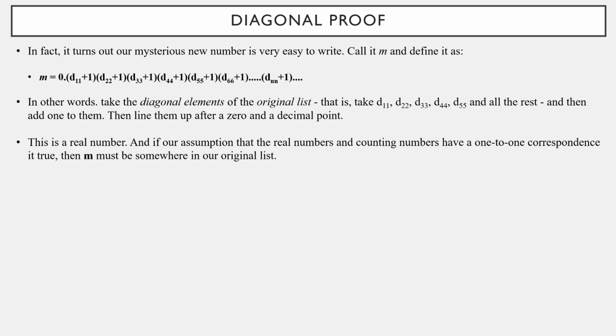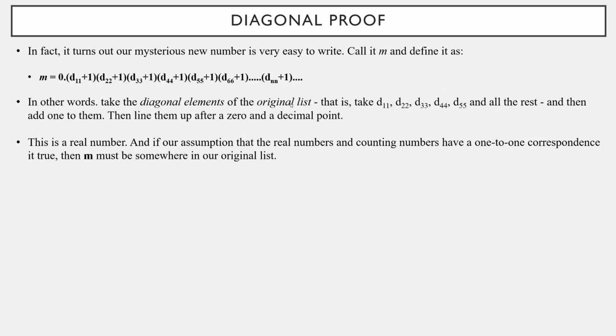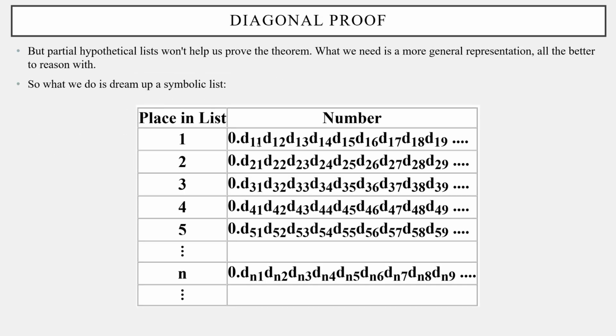And if our assumption that the real numbers and these counting numbers, natural numbers, have a one-to-one correspondence is true, then M must be somewhere in the original list. Well, here's the thing. This number M can't be in the first list, because my number is defined as whatever this number was plus 1. And then you know what? It can't be in the second list, because it's different from this number. It can't be in the third list because it's different from this number. It can't be in the fourth list, or the fifth list, for the same reason. It can't be in the sixth list because it's different than the sixth digit in that list.